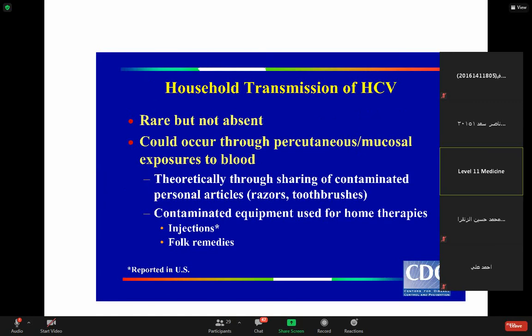It's rare, but not absent. So it can occur. And this is why we usually advise people carrying hepatitis C to use their own razors and their own toothbrushes, and not to use them by any other family member. And of course, avoiding folk remedies and contaminated injections.